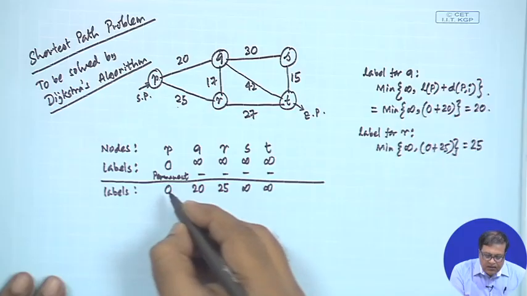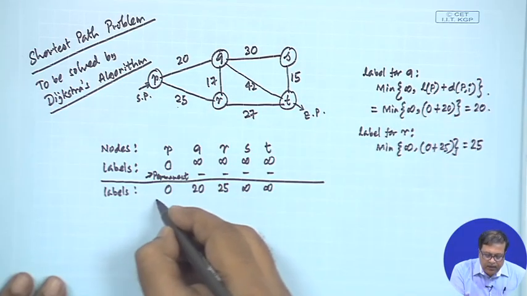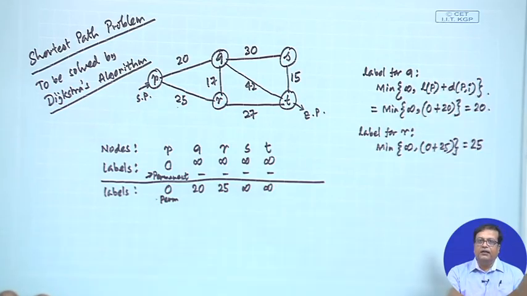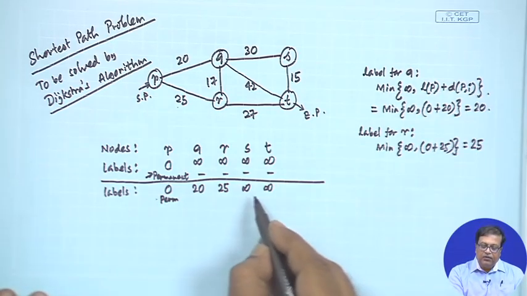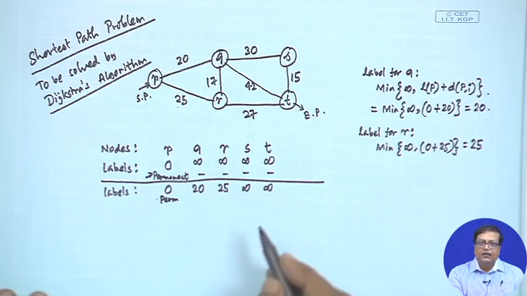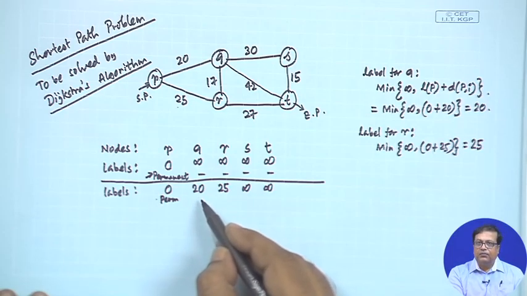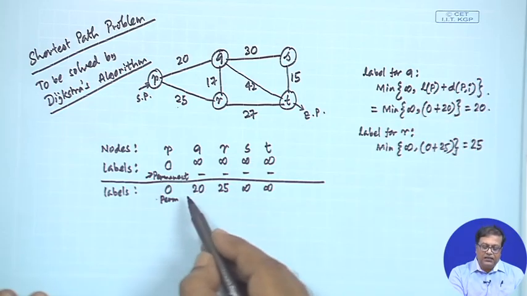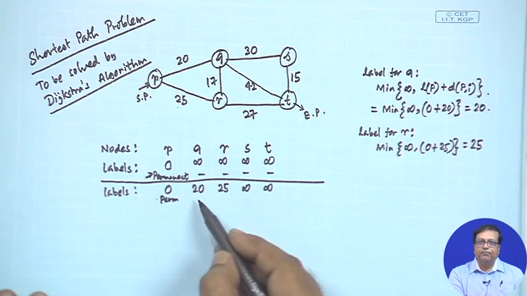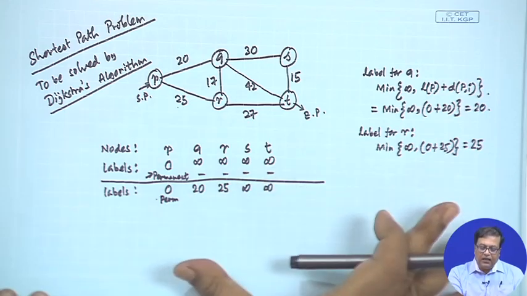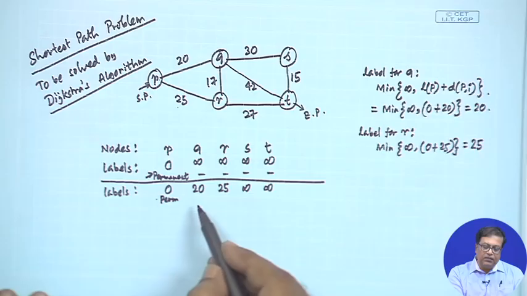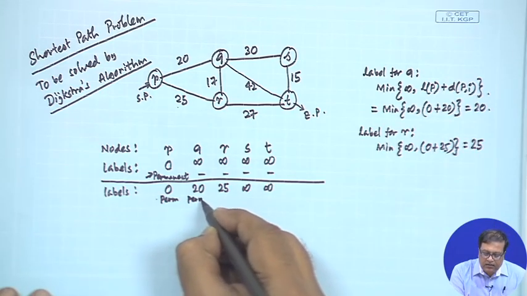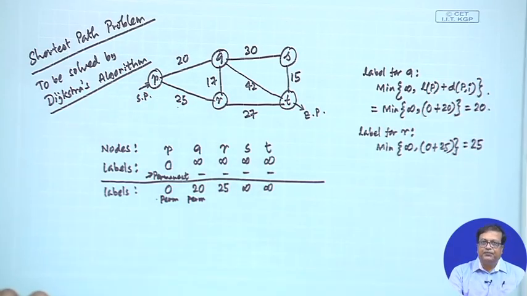Now, P was the last node made permanent, so this is already permanent. Which one should be made permanent now? We have 20, 25, infinity and infinity as labels. The minimum amongst them should be made permanent. What does it mean? It means that from P to Q the least distance will be 20. It does not mean any other thing. Only the permanent nodes will be available for us to understand. So, now Q is made permanent.